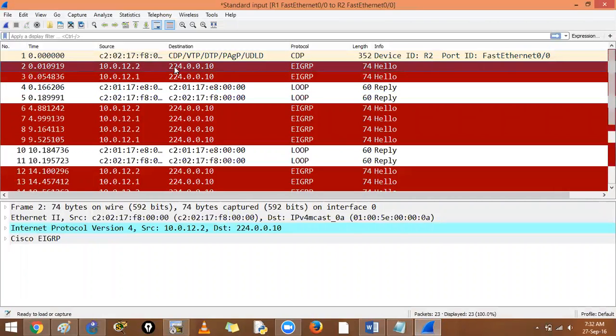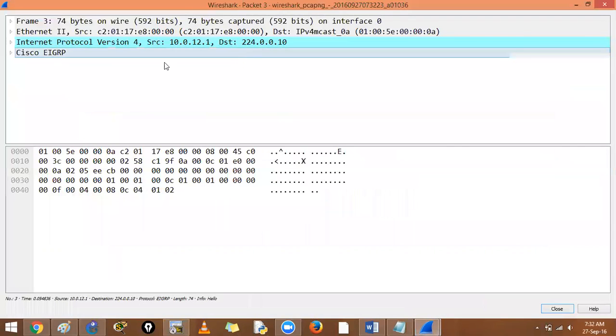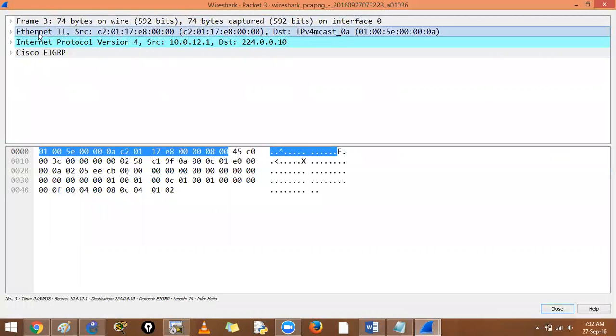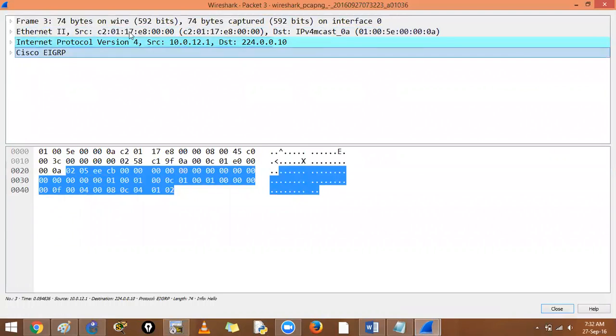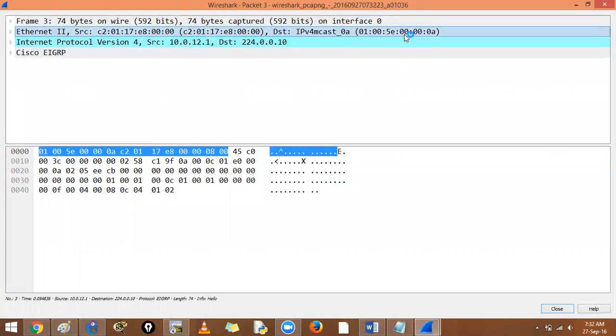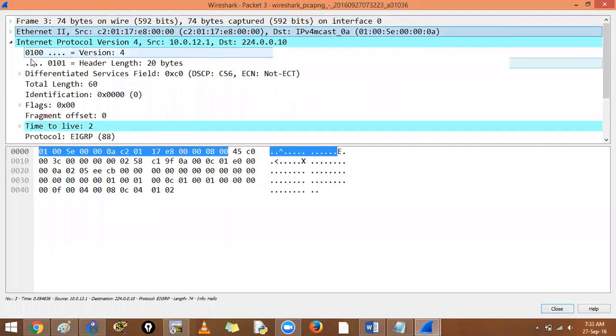See, this uses 224.0.0.10. And if you want to open a packet, you can open the hello packet. Inside this hello packet, this is your layer 2 frame, layer 3 and EIGRP's packet. So if you see source and destination multicast, this is the destination IPv4 multicast for this number, 01005E, 00000A. A means 10, isn't it? Yes.